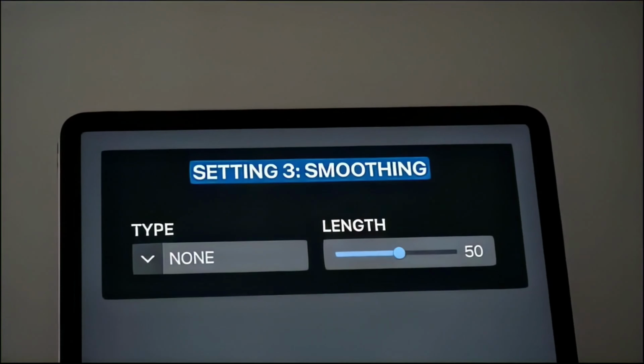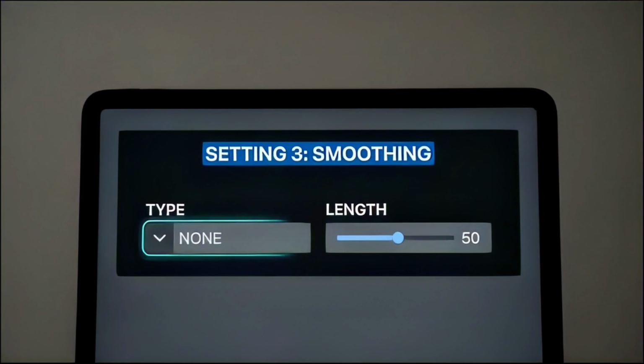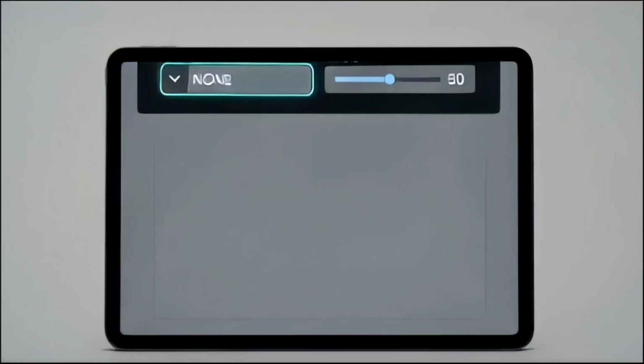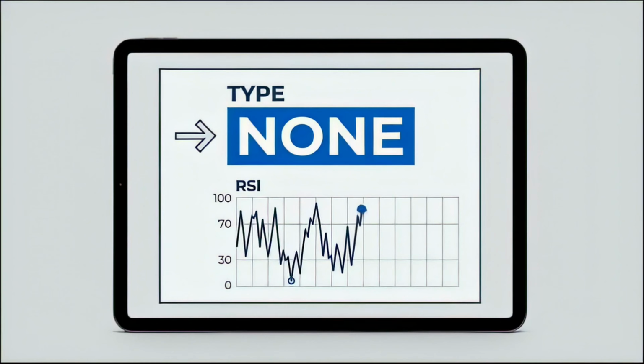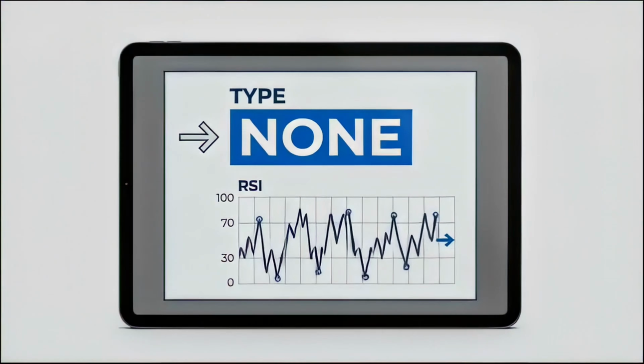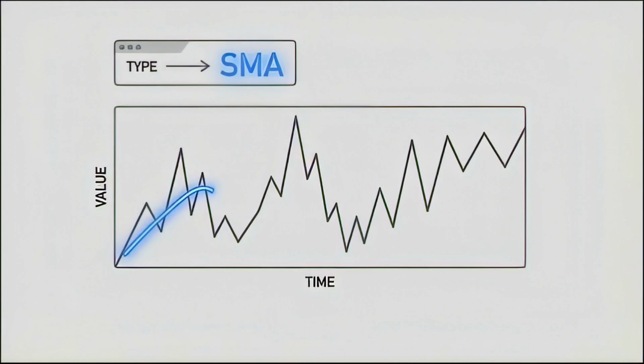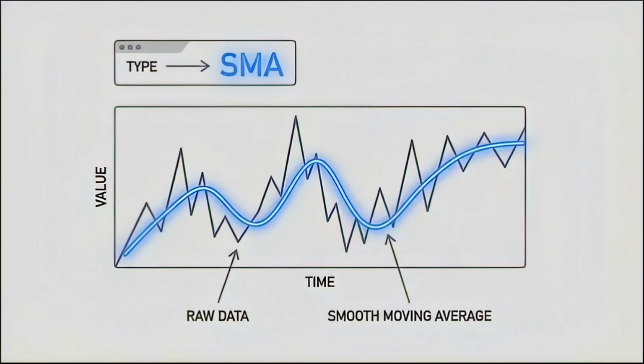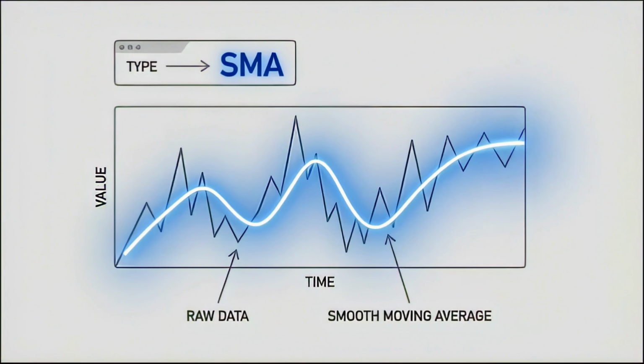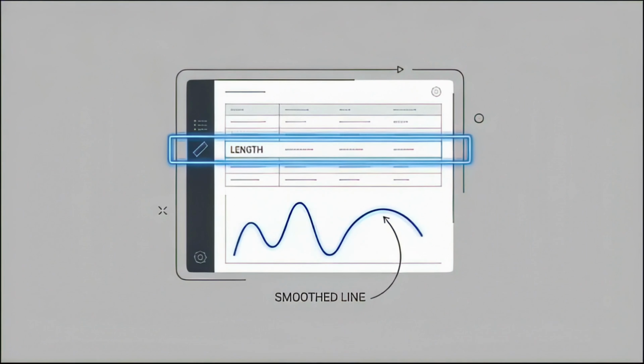Setting 3 lives under a heading called smoothing, and there are 2 inputs there, a type and a length. By default, the type is set to none, which means what you see is the raw reading. Change the type to a simple or exponential average, and the platform draws a smoothed version of the line on top. The length controls how much smoothing.